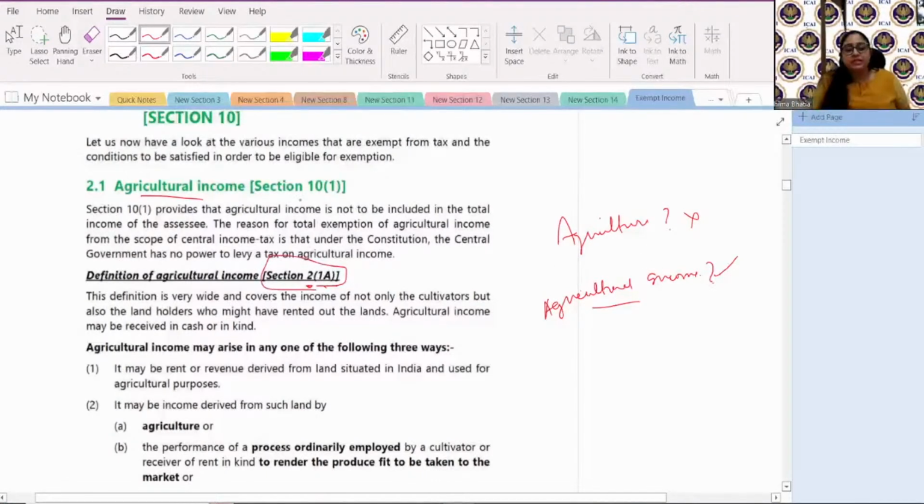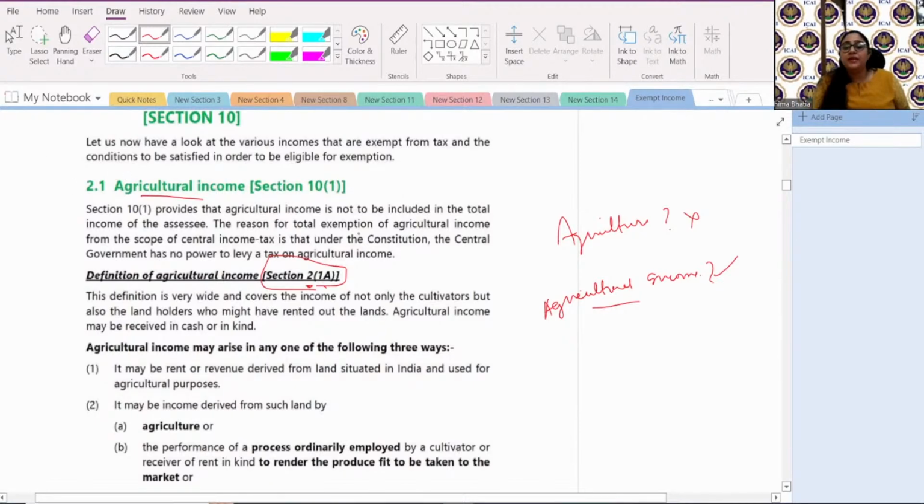Section 10 clause 1 tells me that agricultural income is not taxable. But what is actually agricultural income? For that, I go to the definition which is given in section 2. So section 2 gives me the definition of agricultural income.